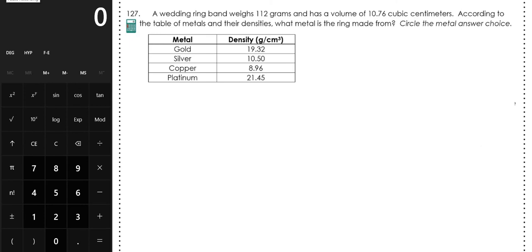127. Read it and come back. Okay, so we're trying to figure out what metal the ring is made from. Now, they're giving us a table of different metals and they're telling us their densities. So you're thinking density is going to tell you which of these metals is the correct metal. Now, when we talk about density, you need to think about the density triangle. The density triangle looks like this.